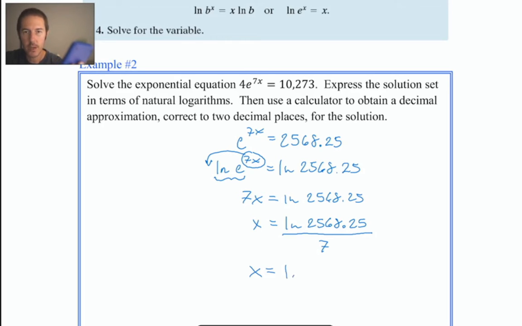1.12, let's see, then use a calculator to obtain a decimal approximation correct to two decimal places. So 1.12. And we could change that equal sign to a sort of squiggly equal sign to indicate that this is an approximate solution.